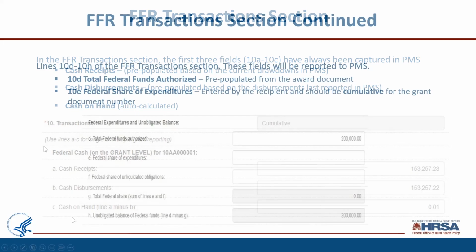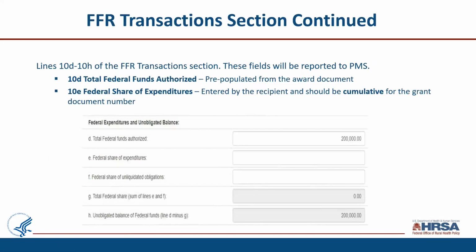Next slide. So continuing on to lines 10D through 10H, it is very important that the information in this section is correct. Line 10D is the total federal funds authorized, which is pre-populated from the award document. Line 10E is the federal share of expenditures, which is entered by the recipient and should be cumulative for the grant document number. Line 10F is the federal share of unliquidated obligations, which is also entered by the recipient. And then line 10H is the unobligated balance. This is pre-populated, and the unobligated balance is also known as the UOB.